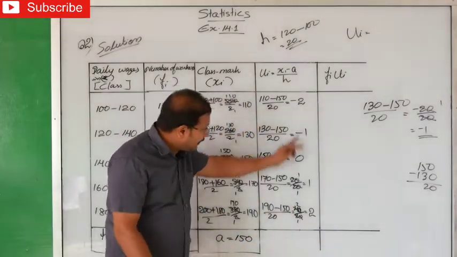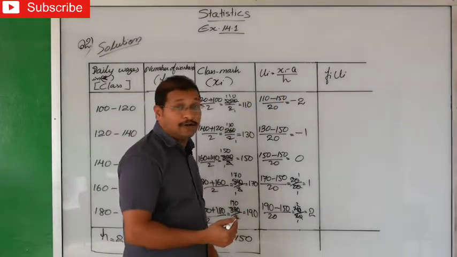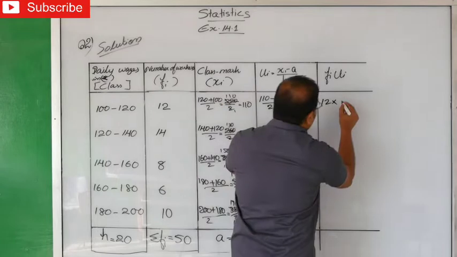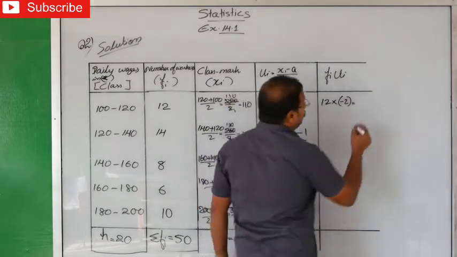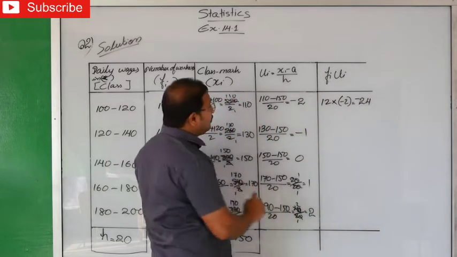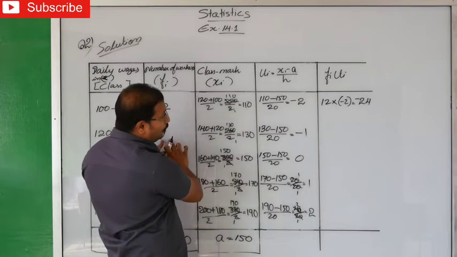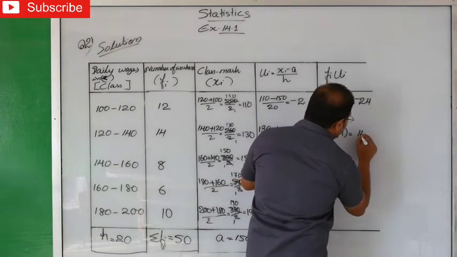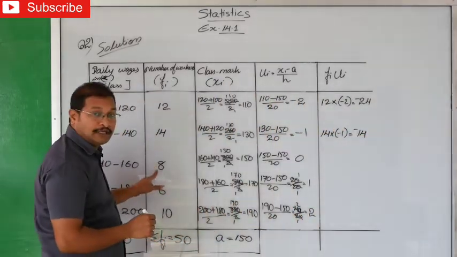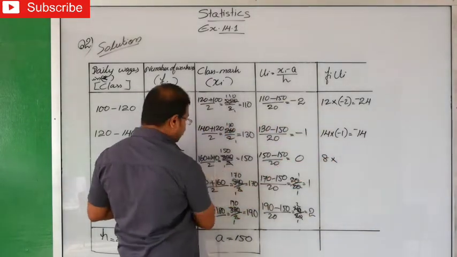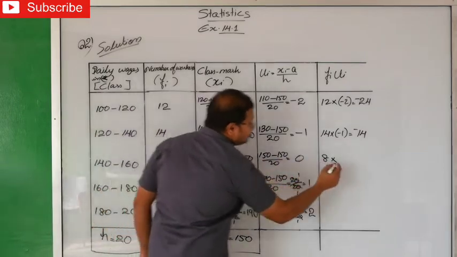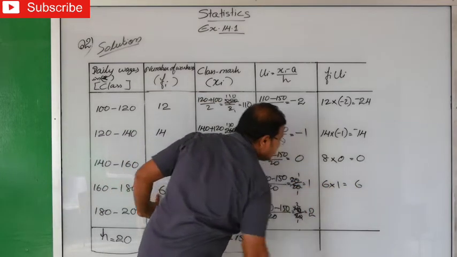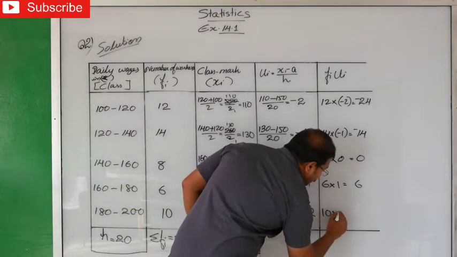Is it okay? Now we got it. Ui. Now we will go for fi ui. Fi ui means what you'll do? Frequency. First one, 12. 12 into, yeah, ui is minus 2. Put in bracket minus 2, equals 2 12s are 24. That means minus 24. Ready? Next one. Fi ui. Fi is 14. 14 into minus 1, put in bracket minus 1. Ready? So 14 ones are 14, but of course minus 14. After that, next frequency 8. 8 into ui, see, straight line, 8 into 0. Any number into 0 is 0. Next, 6 into 1 equals 6. 10 into 2, 20.